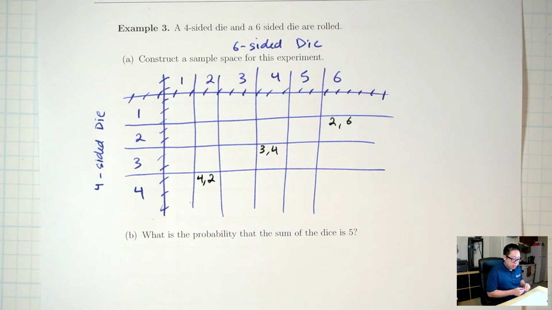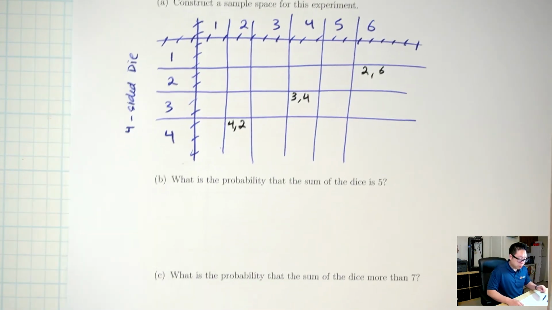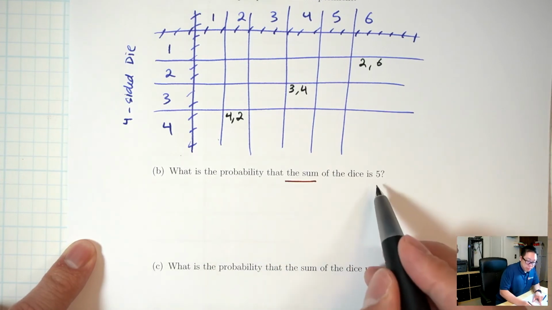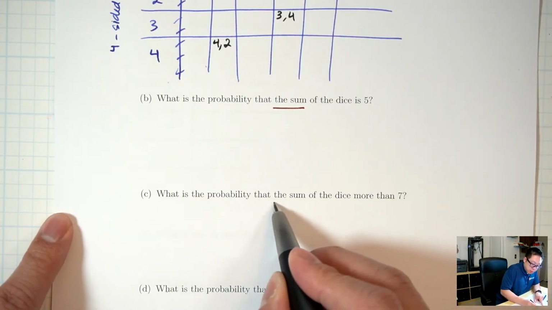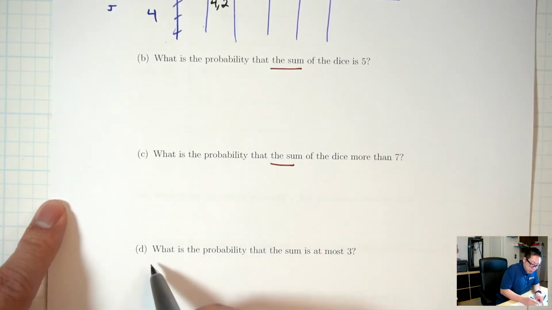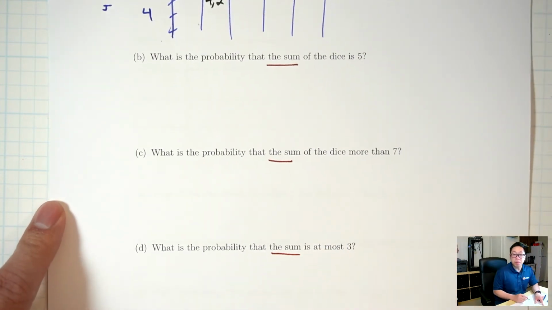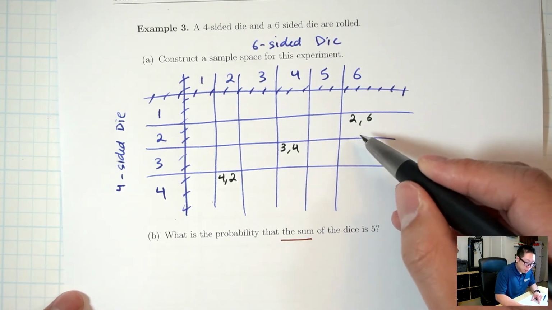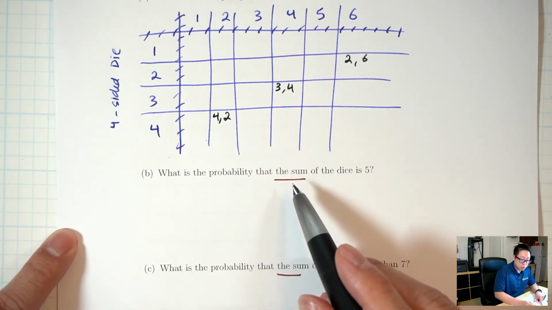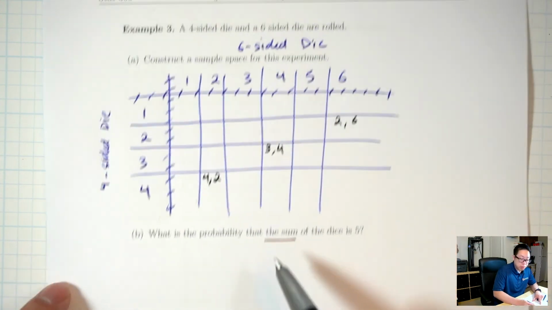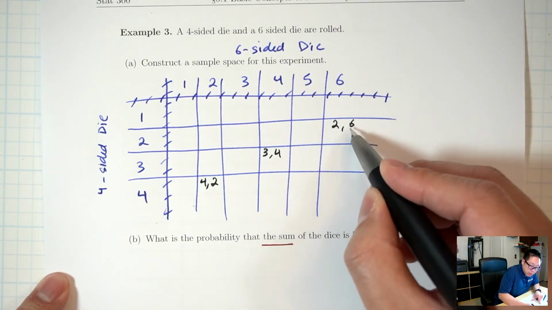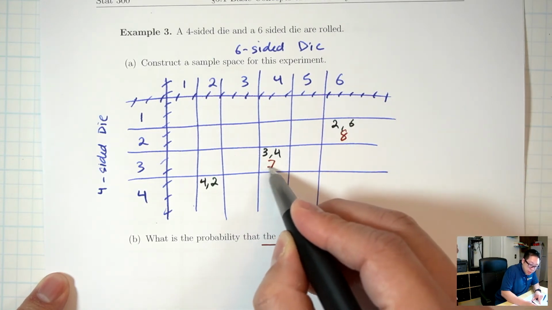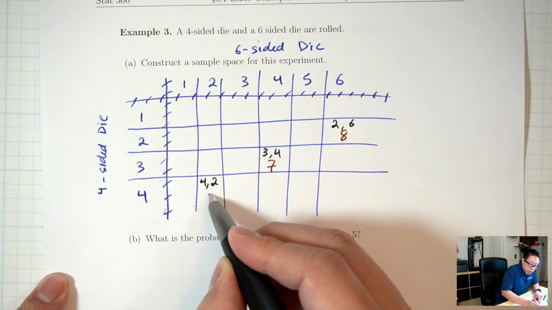If I look at my questions here, it's asking what's the probability that the sum is 5? Part C, what's the probability that the sum is more than 7? Part D, what's the probability that the sum is at most 3? What that tells me is that what I should put in the boxes is the sum, which means add up the 2 dice. Here, I get a 2 and a 6, the sum will be 8. Here, a 3 and a 4, the sum would be 7. A 4 and a 2, the sum would be 6.